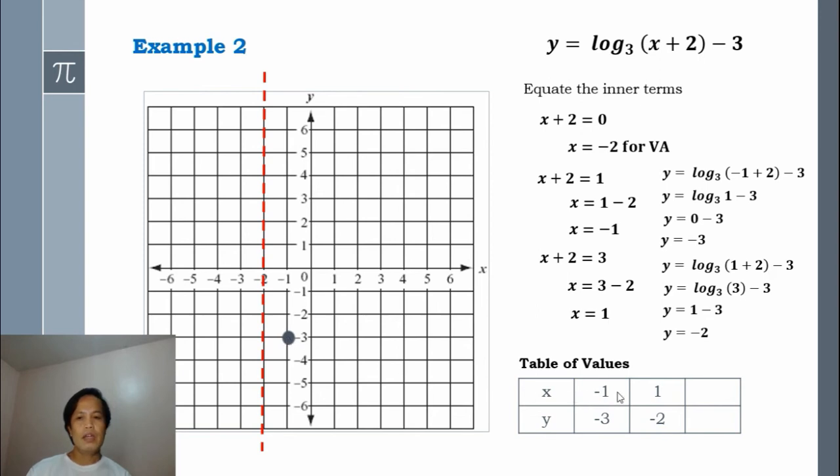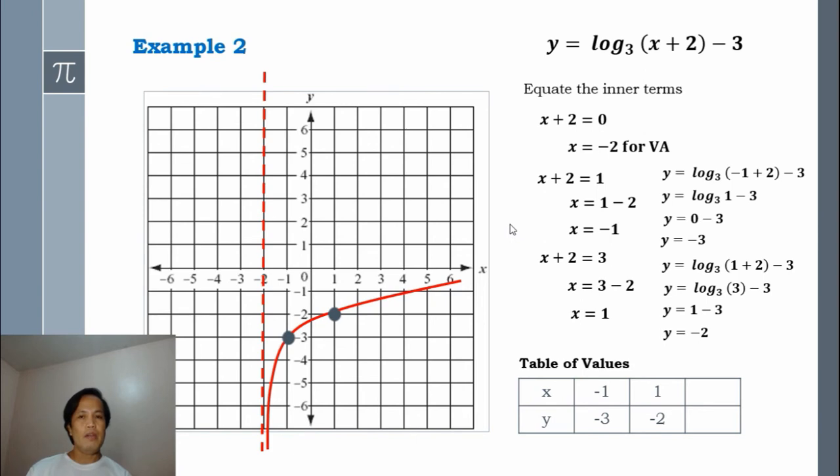Next is plot the second point, 1 and negative 2. So this is our 1 and this is our negative 2. Then connect these 2 points by a curved line. This is now the graph of the function y equals log of x plus 2 base 3 minus 3.